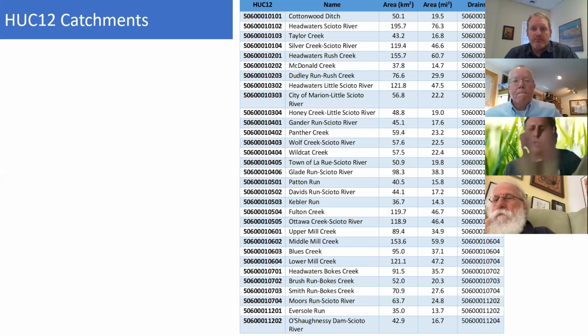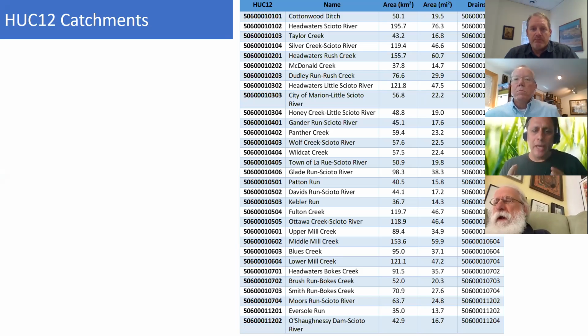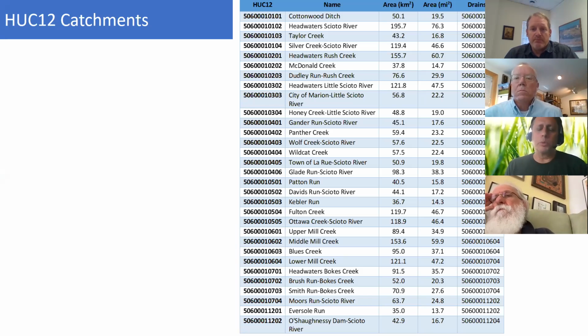The other information that's shown here is the area. And one thing we note is that the area varies. It's not exactly the same. It has to do with what drains into that particular part of the river or that particular creek. And so it shows the size of those catchments. And again, they're varying from on the order of, let's say, 13 square miles to all the way up to about 80 square miles.